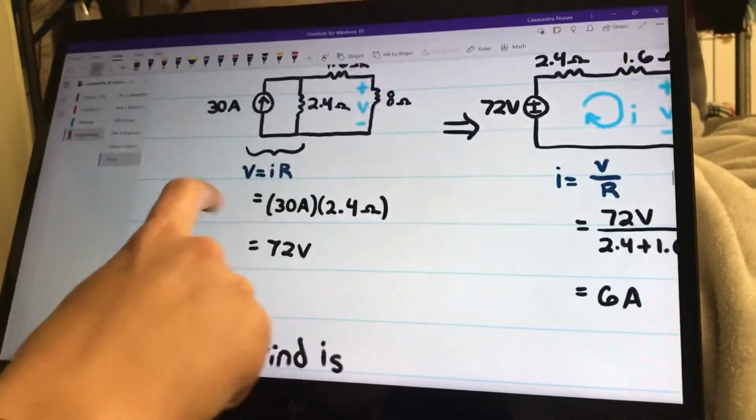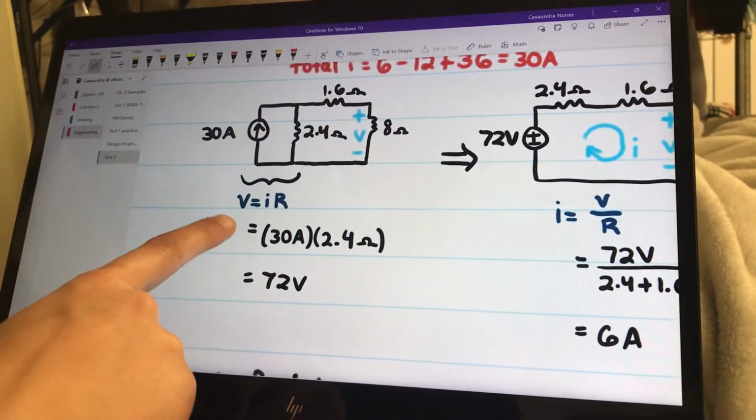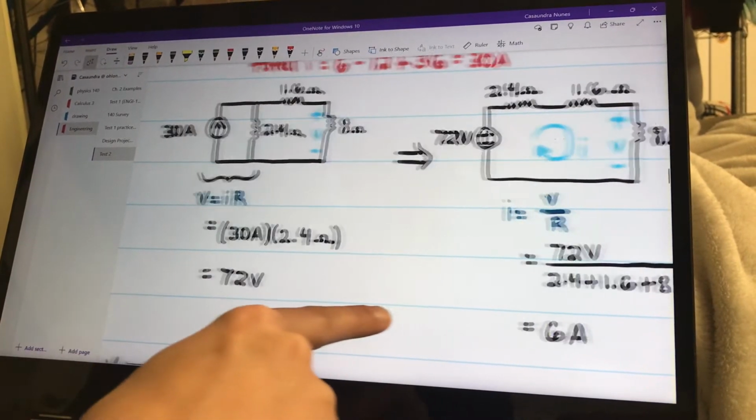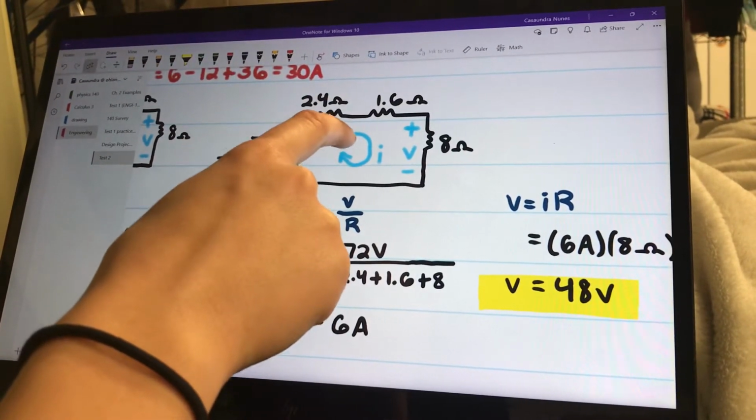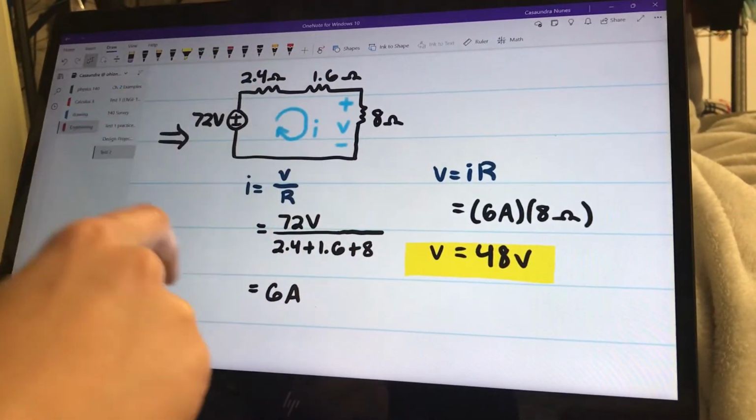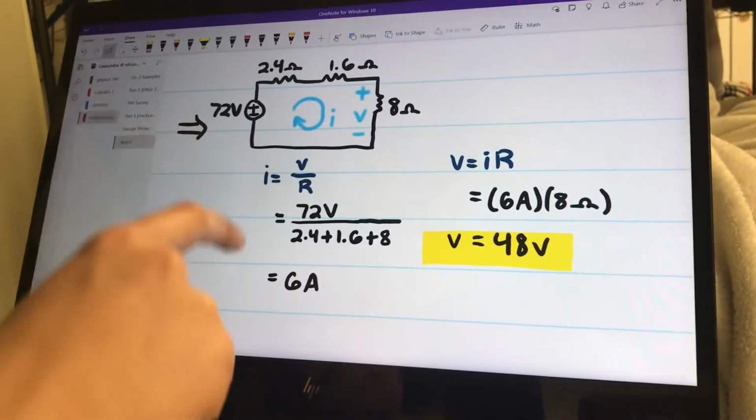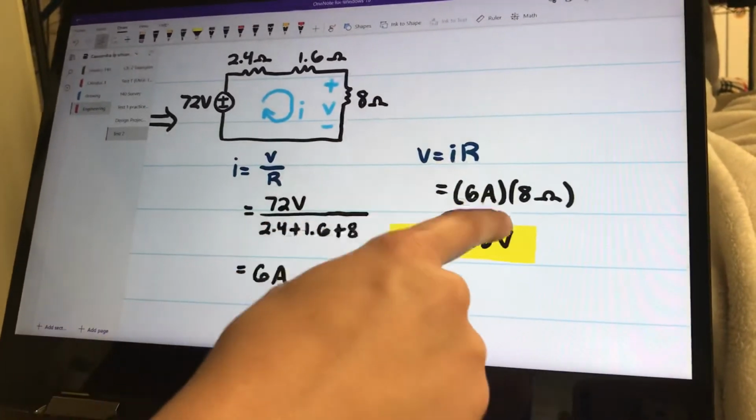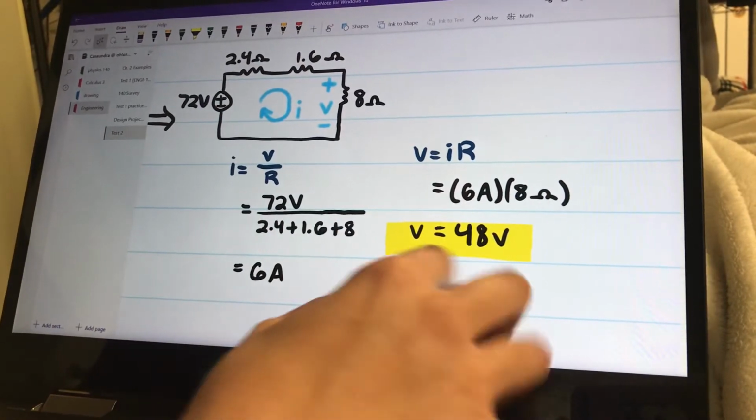Then here I turned this current source into a voltage source, and I did that using V equals IR, and I got 72 volts. And when you do that, that 2.4 ohm resistor will be changed from here and go up here. And here we can see there's a current going around in this circuit, and so I turn this 72 volt source into a current source once again, and that becomes 6 amps. And then we use that to find our V that goes through the 8 ohm resistor, and our V is 48 volts.